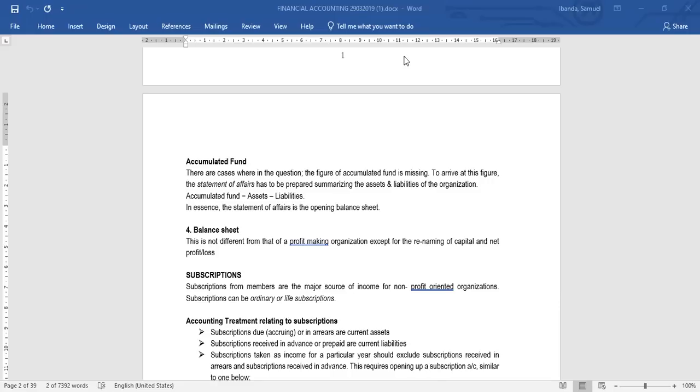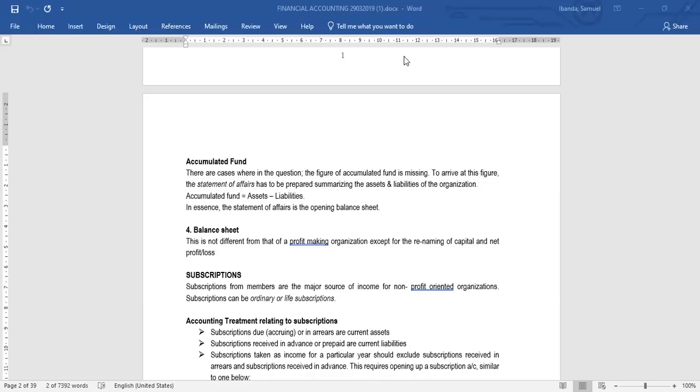So meaning that somebody goes ahead to contribute some amount of money towards that non-for-profit, and that is to cater for a period of, let's say, 10 years. Now, every year they recognize part of that money within the subscription account. We shall be able to see.